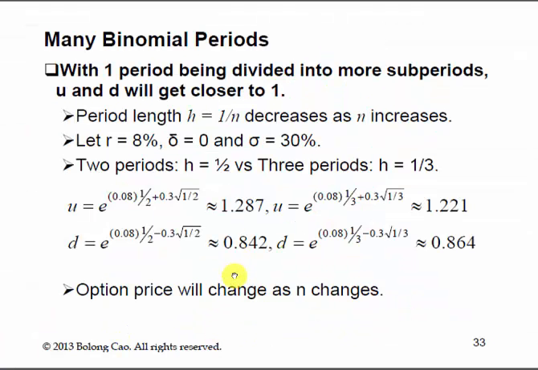So even for the same standard deviation, each up and down proportion will change. The risk neutral probability will change accordingly. The option price will change, and hopefully, as we make our lattice finer and finer, the option price will become more and more accurate.